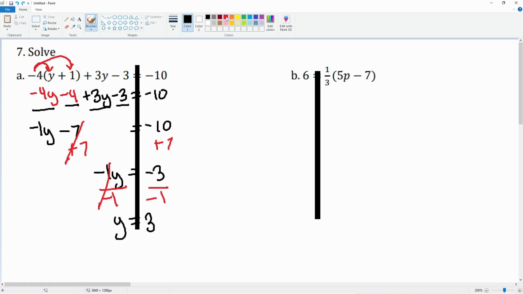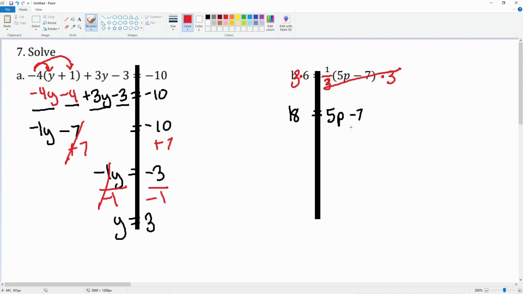So what we're going to do is try to get rid of the divide by 3. To do that, we're going to multiply by 3. This is going to be canceled because 3 over 3 becomes the number 1. That's the reason why this will cancel. Make sure you also multiply 3 to the other side. 3 times 6 becomes 18 equals, the 1/3 gets canceled with the 3 here. So we're only left with 5p minus 7.